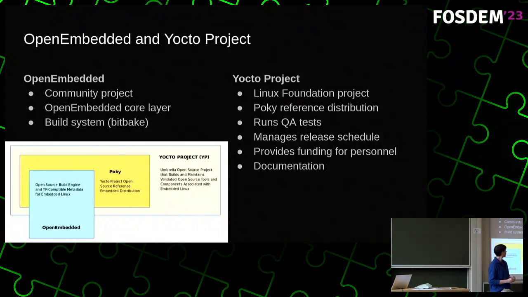And if you are unfamiliar with OpenEmbedded and the Yocto Project, OpenEmbedded is a community-driven project that provides the OpenEmbedded core layer and the build system, which is called BitBake. And the Yocto Project is a Linux Foundation project that provides the Poky reference distribution and runs a whole bunch of QA tests to make sure everything stays high quality, manages some release schedules.